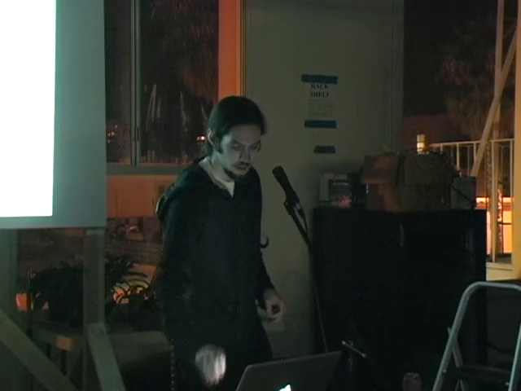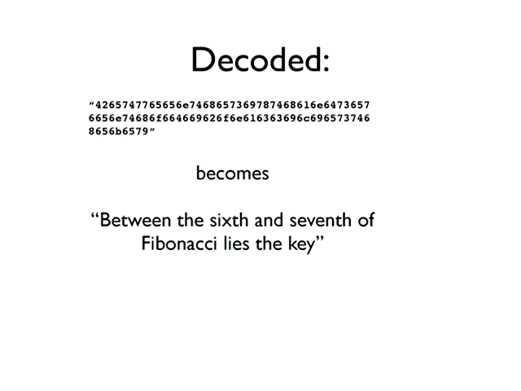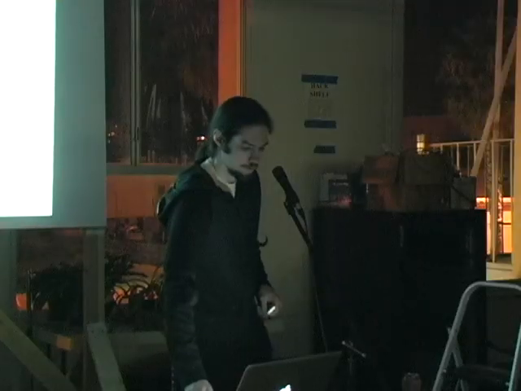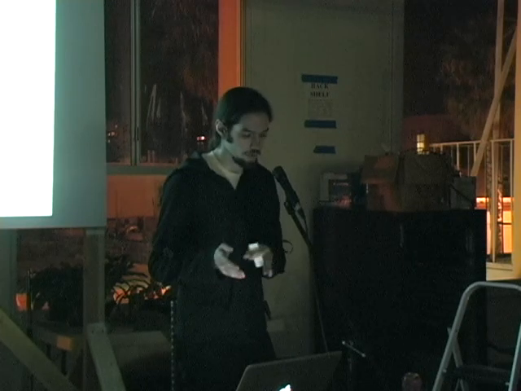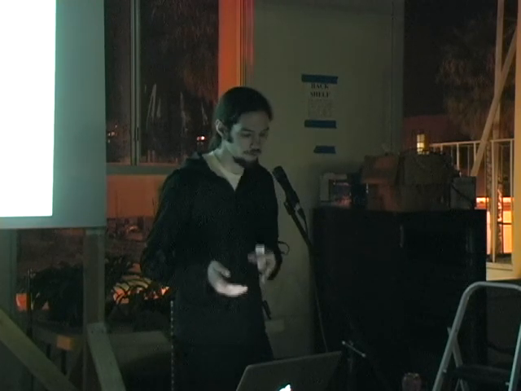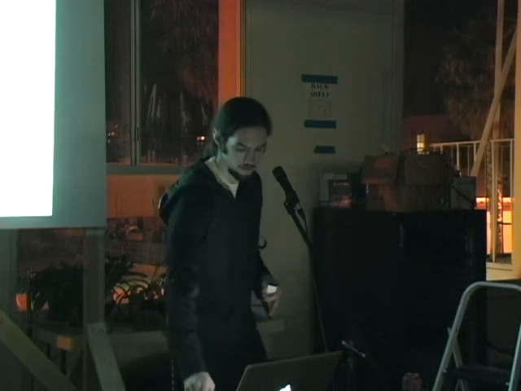And when you unravel that all, it comes out as: between the 6th and 7th of Fibonacci lies the key. Now, many people here are math geeks and are familiar with the Fibonacci series, which is that the next number is the sum of the previous 2. So we get the 3rd digit there is 2, which is 1 plus 1. 3 is 2 plus 1. 5 is equal to 3 plus 2, and so on and so forth.